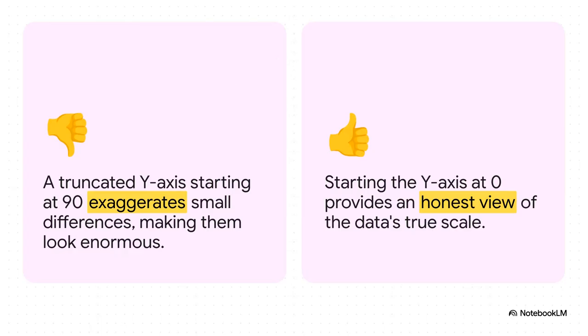Just take a look at this. On the left, the difference between those bars looks like a massive canyon, right? A huge dramatic gap. But on the right, you're looking at the exact same data, and the difference is, well, it's just a tiny step. So what changed? Only one thing: the starting point of that vertical axis. It's a classic trick called truncating the axis, and it's one of the easiest ways a graph can distort the truth, whether on purpose or just by accident.